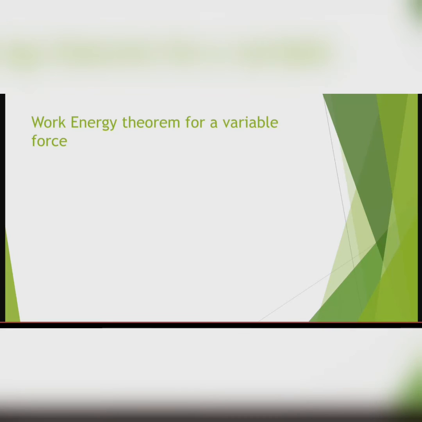Here our starting point would be that small amount of work done would be F dot ds. Whenever it's a variable force, we start with our calculus because in that the total work done would be given by the integral of force and displacement. So we start with our small amount of work done as F dot ds. We consider that force and displacement are in the same direction, so this reduces to F ds.